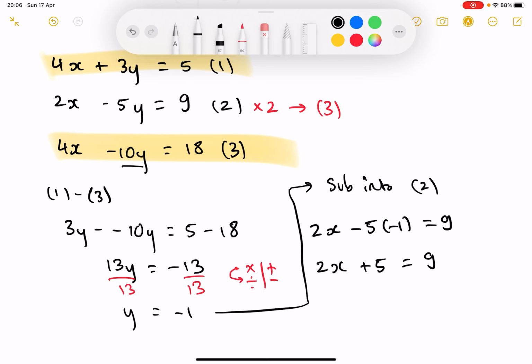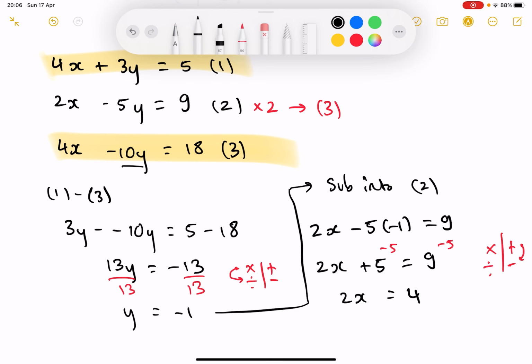Okay, so we want to get 2x by itself. The best way to do this is to get rid of the 5 first. So if we look at our operators here, we have the plus 5. Now it's plus, so to do the opposite, we need to do subtract. So let's subtract 5 on both sides. Okay, that gives us 2x is equal to 9 minus 5, which is 4.